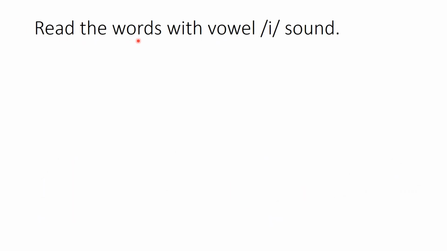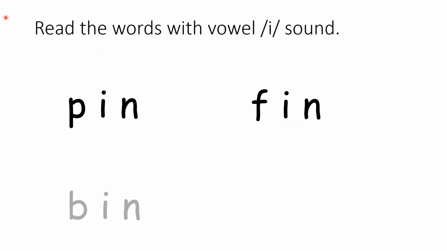Read the words with vowel I sound. Give the sound first. Let's read. P, I, N, pin. Again. P, I, N, pin. Next. F, I, N, fin. F, I, N, fin. Next.